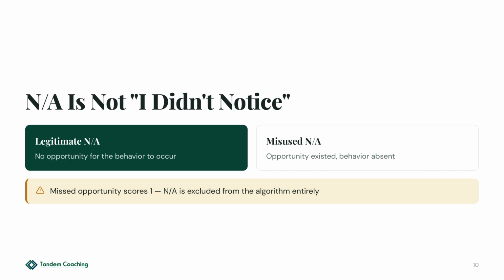The difference matters because NA is excluded from the scoring algorithm entirely. Marking something NA when it should be a 1 inflates the score.